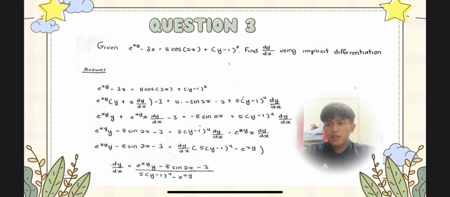So next, the conclusion: e^(xy) y negative 8 sin 2x minus 3 equals dy/dx in bracket 5 (y minus 1)^4 minus e^(xy) x, close bracket. So the answer is dy/dx equals e^(xy) y negative 8 sin 2x negative 3 over 5 (y minus 1)^4 minus e^(xy) x. Okay, so that's the answer of question 3.